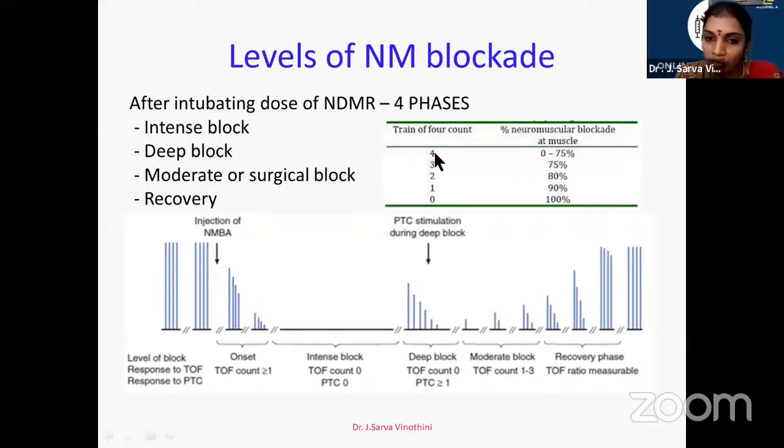So even with the 4 responses there, still around 75% of neuromuscular blockade can be there at the level of the muscle. Remember what we saw in the margin of safety. Around 75% of the receptors have to be blocked to see any clinically significant neuromuscular blockade. So even when we see 4 responses, that doesn't guarantee full recovery. Even at this point of time, 75% of the receptors can still be blocked.